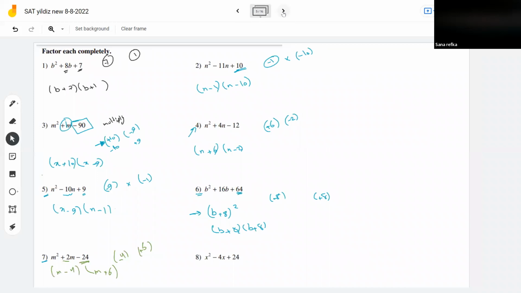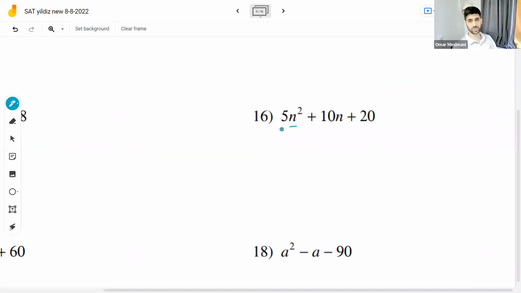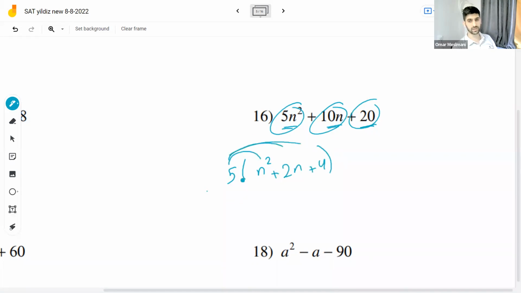All right. Let's try, for example, question 16. We want factors. We want to do a common factor first, as I can see. First of all, we have 5n squared plus 10n plus 20, and we are looking for a common factor between the first, second, and third. So I'm going to take a 5 as a common factor. And then I have n squared plus 2n plus 4. Because if you multiply inside, you will get 5n squared plus 10n plus 20.